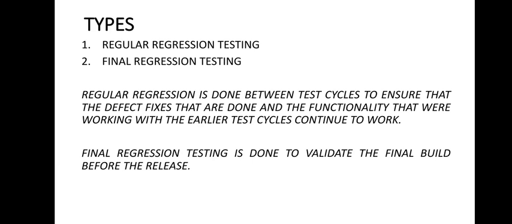Regular regression testing is done between test cycles. That means it is part of practice, to ensure that the defect fixes that are done and the functionality that was working with the earlier test cycles continue to work. Regular regression testing can use more than one product build for the test cases to be executed. But final regression testing is done to validate the final build before release.